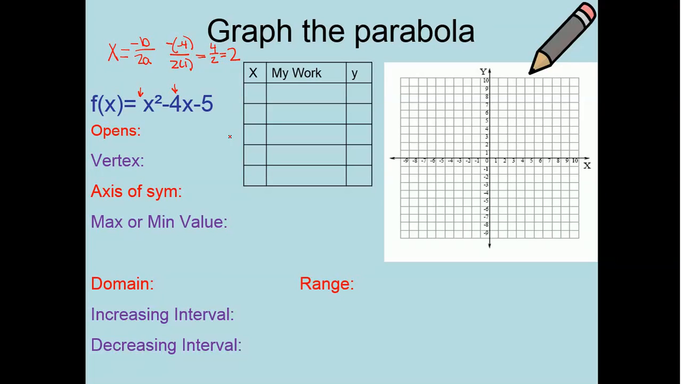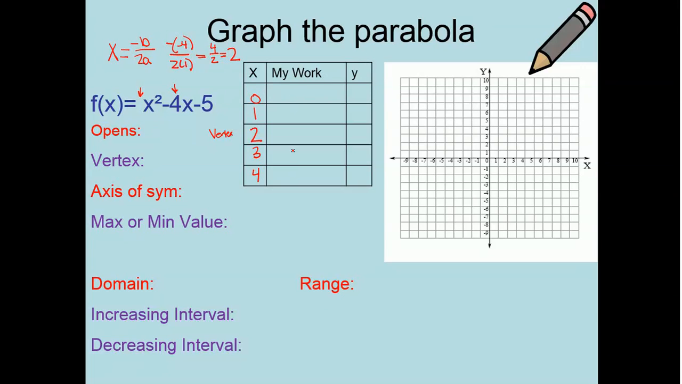What you're going to do is put your vertex in the middle of the table, because that's the turnaround point, right? So you're going to put it in the middle of your graph so you get some points on the ends and you can see the actual full graph. So my x value is 2. Now I'm going to put numbers around that 2. I'm going to go 1, 0, 3, and 4. That way everything's around it and I'm not confused about what's going where.